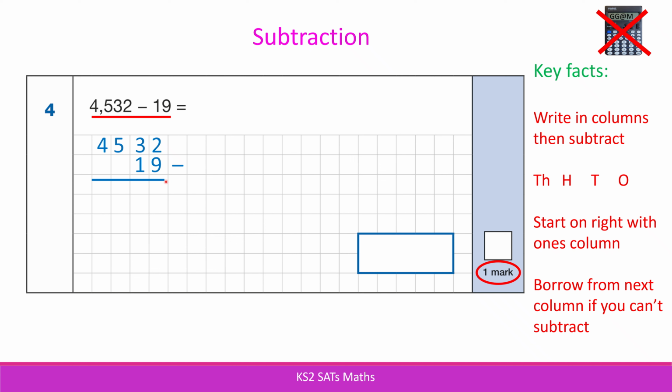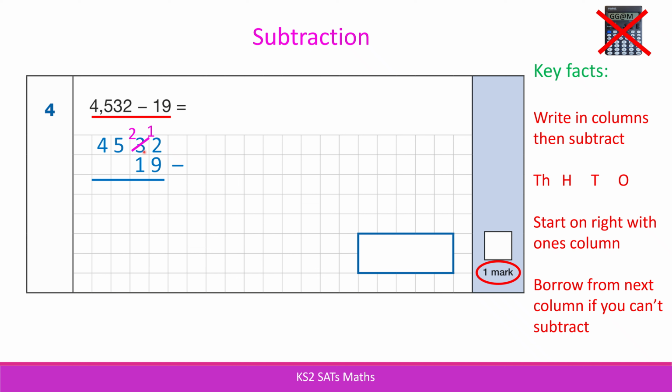So we start with the ones column on the right hand side, and we're going to do 2 take away 9. Now 2 is smaller than 9, so we can't do that, so we need to borrow from the next column. So we're borrowing from this 3, which is a 30, so we're going to borrow a 10 from the 30. So we cross the 3 out and we're going to make it a 2, so it's going to be 10 less than what it was before. So we're going to put a 10 into this column here, so we've now got a 10 in front of the 2, so we've got the number 12.